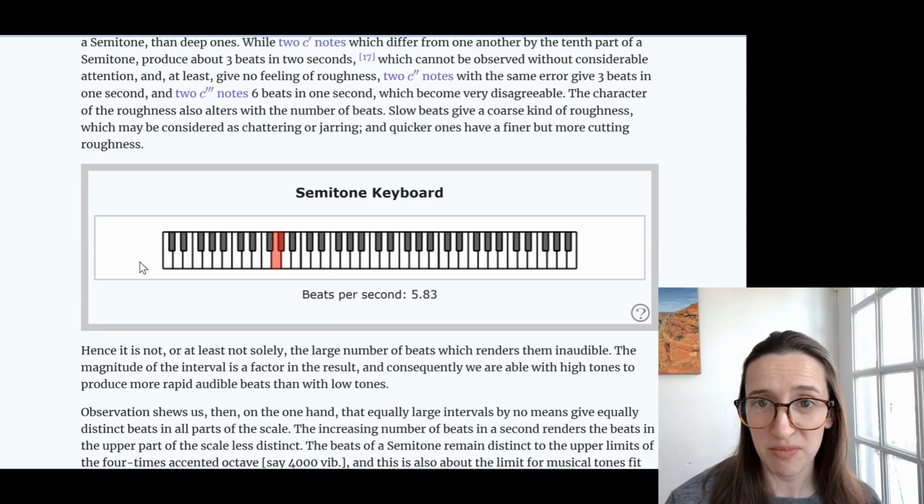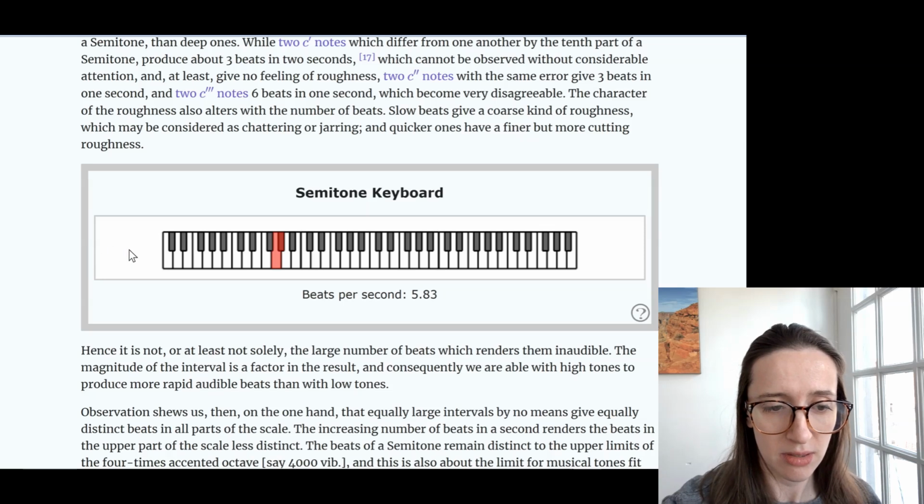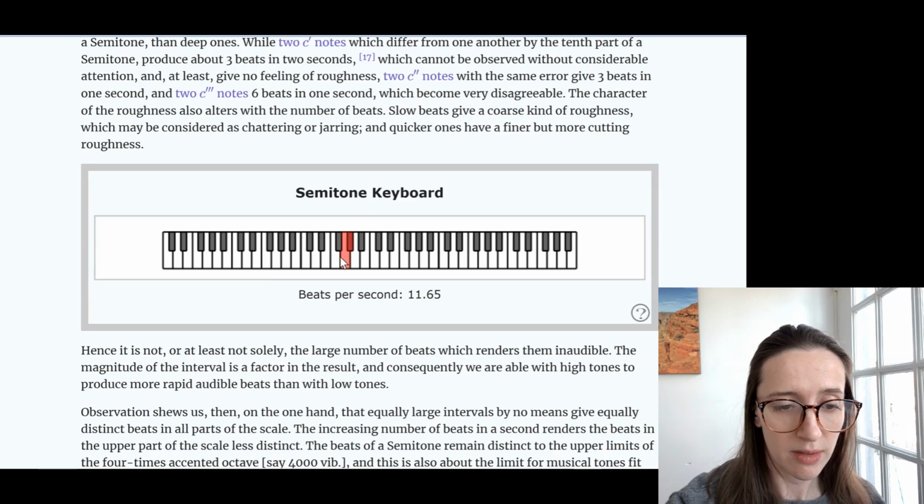This is 5.8 beats per second. I could count those. 7.78. Woo!